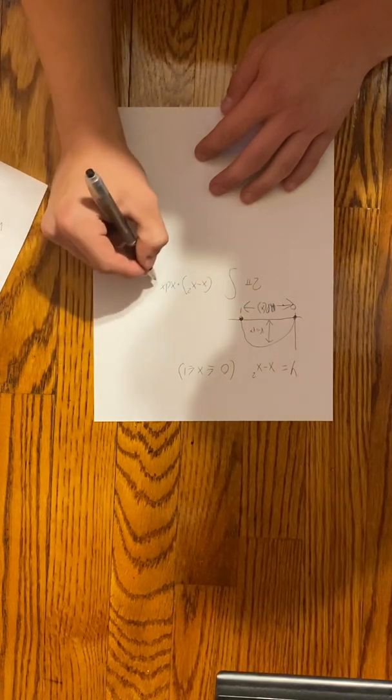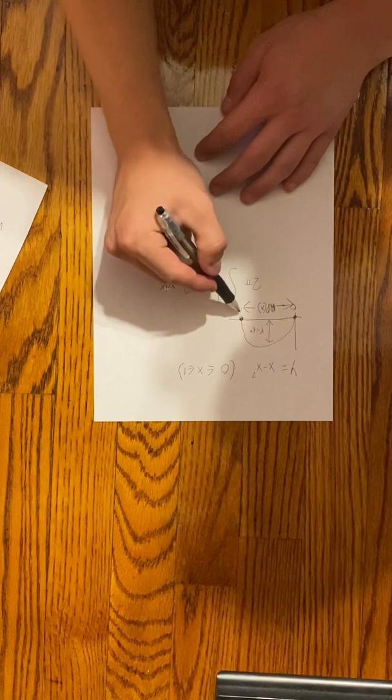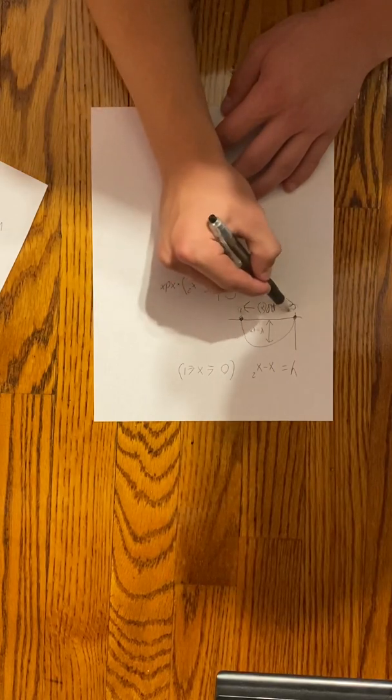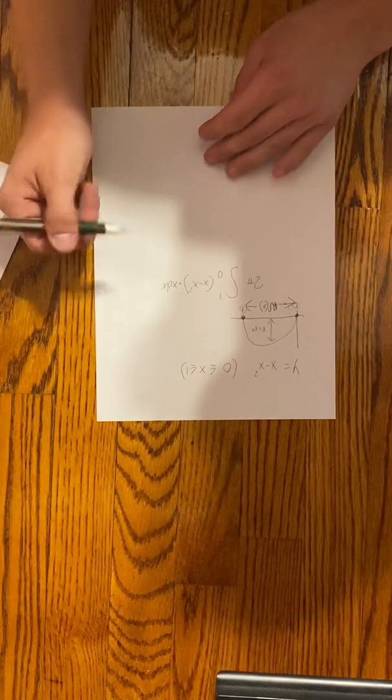We always want to make sure we have the dx. And it would be from 0 to 1, because you have your 1 here and your 0 there. And that's it. That's how you solve one of these problems.